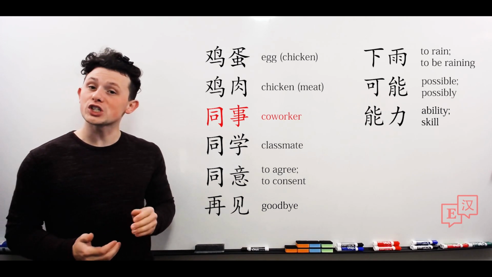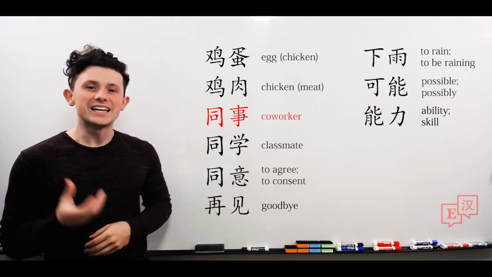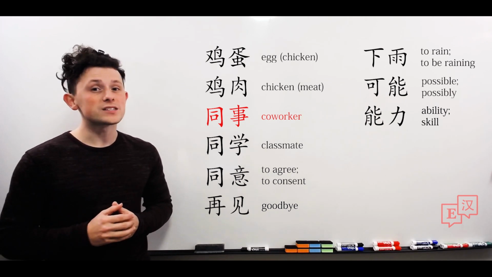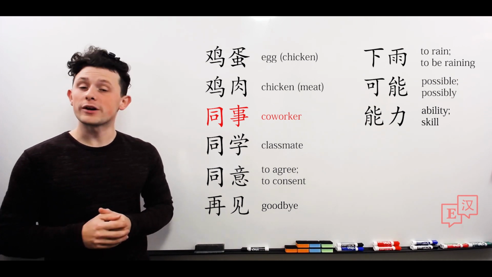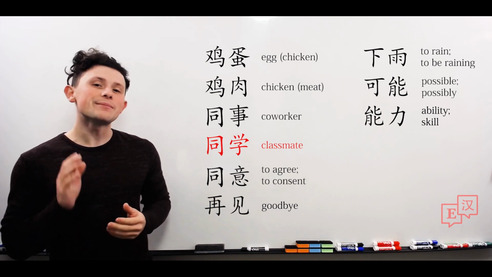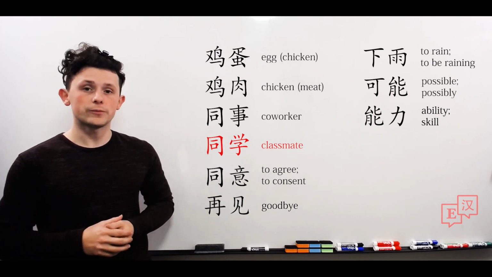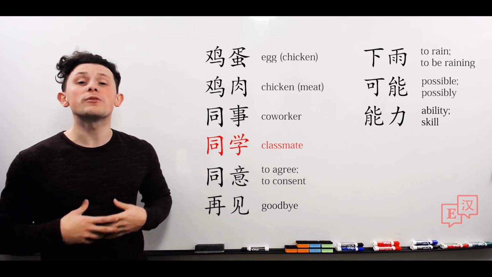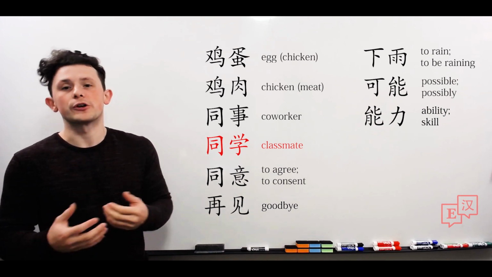The first one, 同事. So it's somebody who has the same affairs as you or the same matters. That makes the word for coworker. 同事. Now following into our next character, 同学, the same logic is applied. Somebody who has the same studies as you is your classmate. 同学, and this is also a form of address we will use for our classmates, as well as a form of address I will use to refer to you.